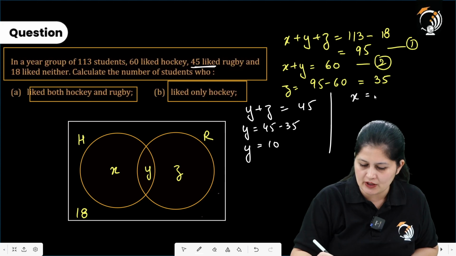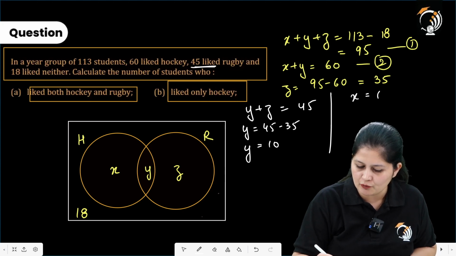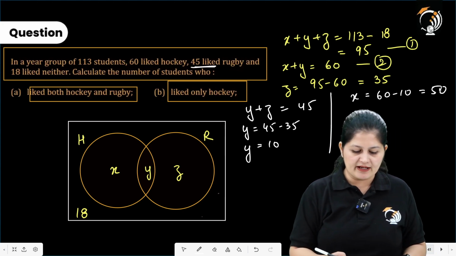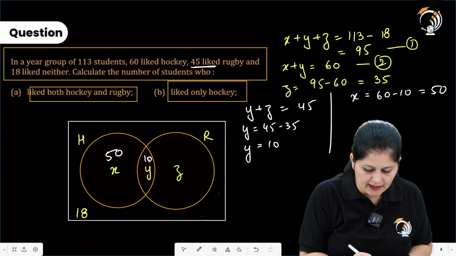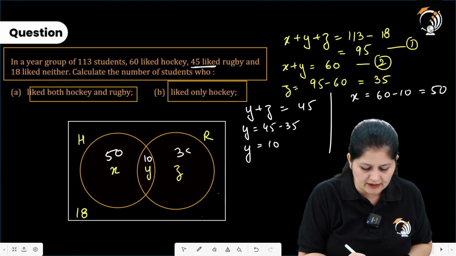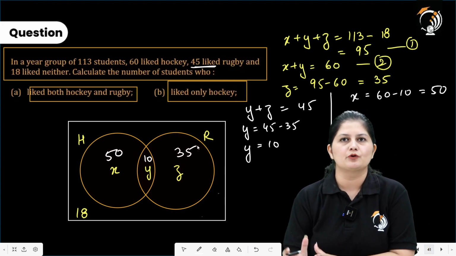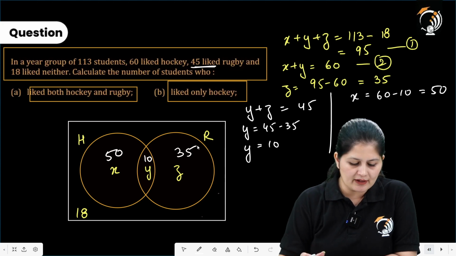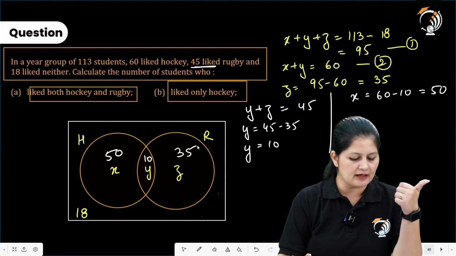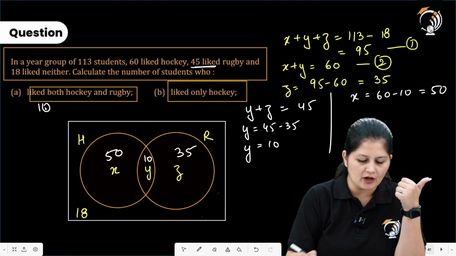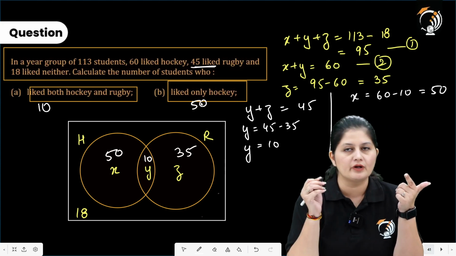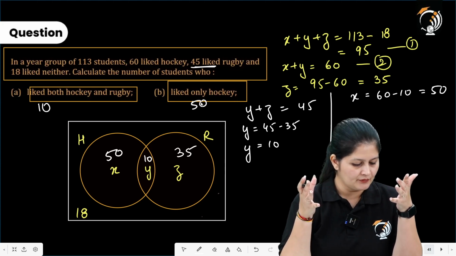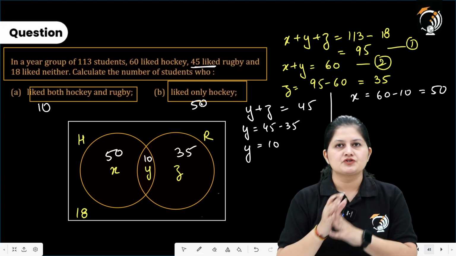So let me just solve it here. x is equal to, we can get it from equation 2, which is 60 minus 10, which is equal to 50. So by that, we can complete the Venn diagram: x is equal to 50, y is equal to 10, while z is equal to 35. So that is the first approach of solving this question. You can write the students who like both hockey and rugby are 10, while there are 50 who like only hockey. Okay, so that is clear.